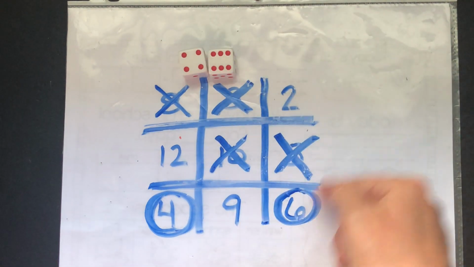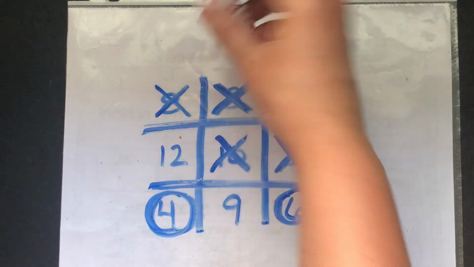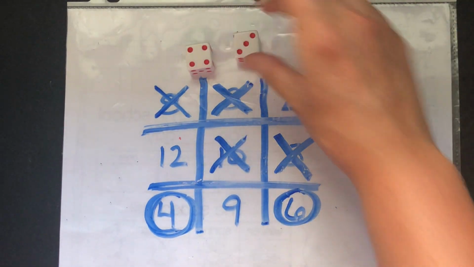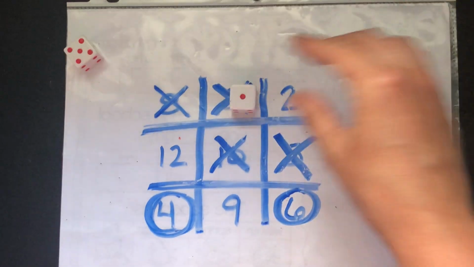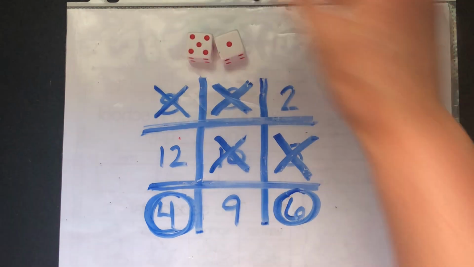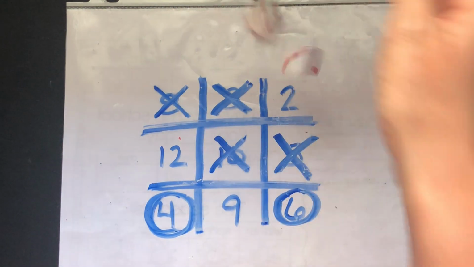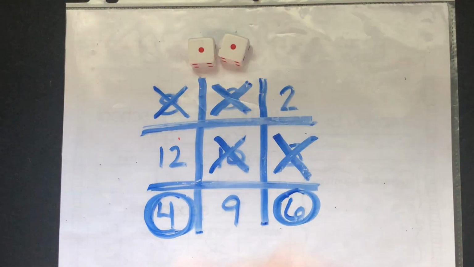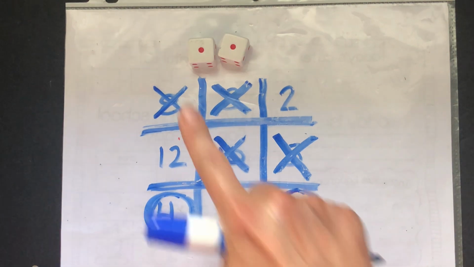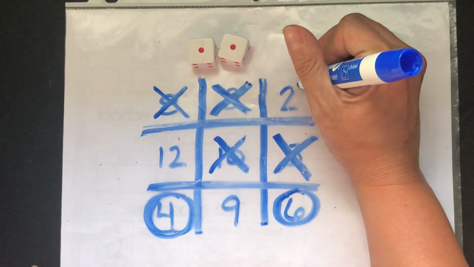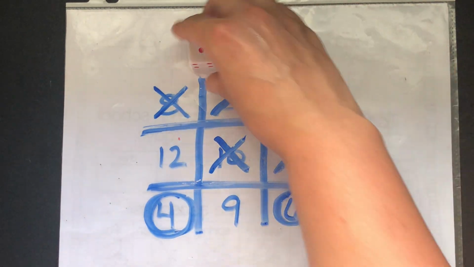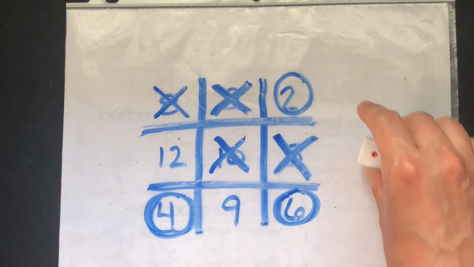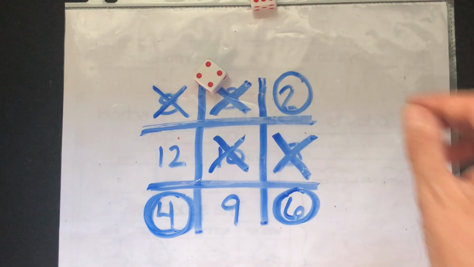A 6 and a 4 isn't there. We're going to try for one of these numbers. A 7. A 5 and a 1 is a 6. We're still waiting for circle. Okay, so this was a good move for circle. They had a 1 and a 1. They got a 2. So they blocked the X's right there. So now it's going to come down to the very end.